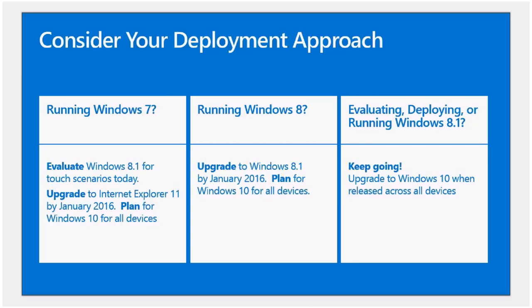Now, in order to get ready for that, they need to upgrade to IE11 by January 2016. Remember, we talked about support for older browsers ending in January 2016. So if they want to continue to receive security updates for IE, for any version of IE, they need to be running IE11 on Windows 7 by January 2016. So that's step one. That's the biggest action plan for most customers, is to get to IE11. And at the same time, you can begin looking at Windows 10 and looking at that as the next step beyond the IE11 migration.